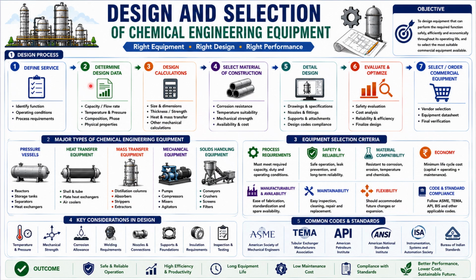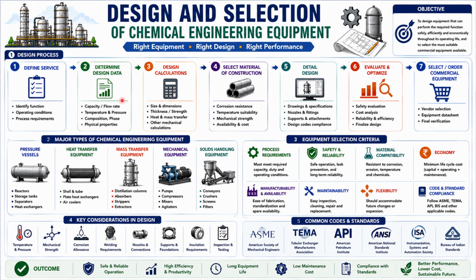Okay, don't get confused. One is we are designing an equipment, and second one is we are selecting. So first, let us start with the design. The design process includes that first we need to define the service. That means we need to plan what kind of operation or process we are going to do, what would be the operating conditions, what would be the process requirements, and so forth. So we define our process or operation.